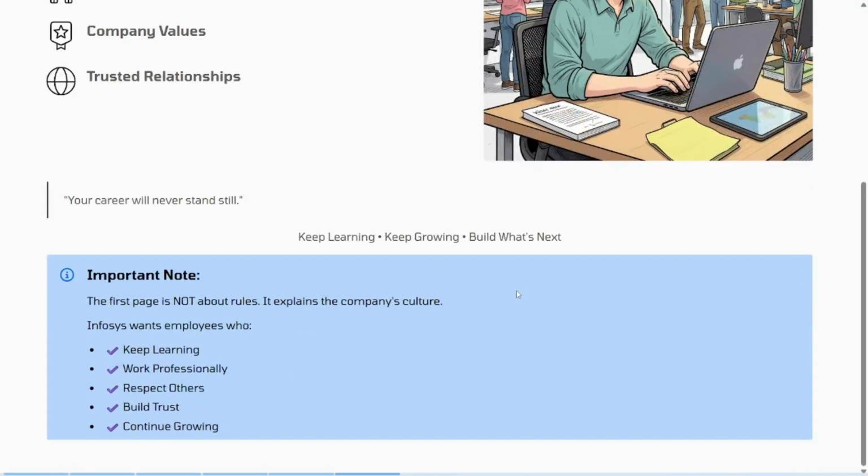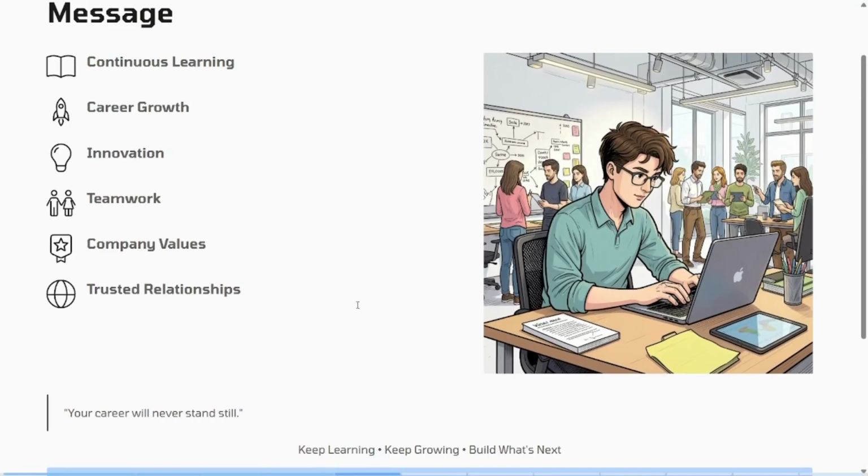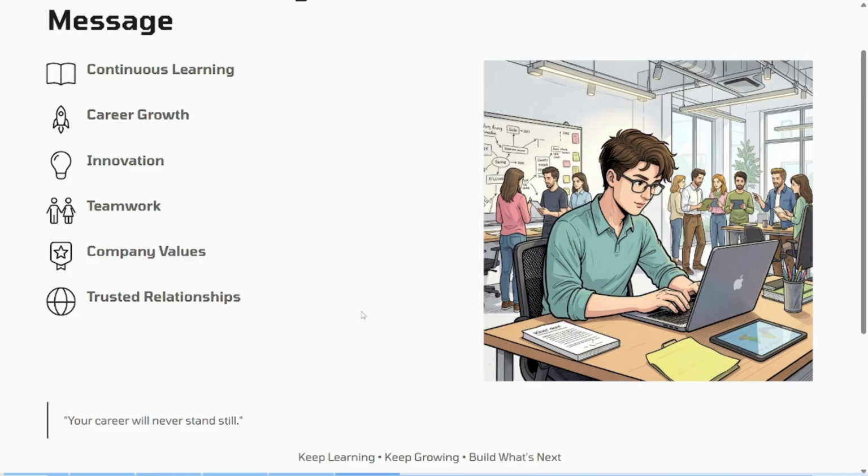Infosys is welcoming new employees and explaining what kind of work culture they want to create. The company says that the technology industry changes very quickly. Like now, programming languages, new tools, new technologies keep coming every day. So instead of expecting employees to know everything already, Infosys encourages people to keep learning throughout their career.